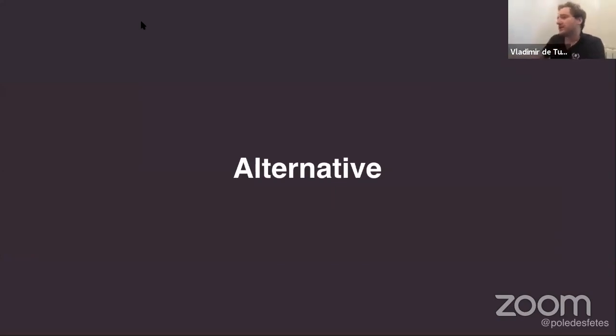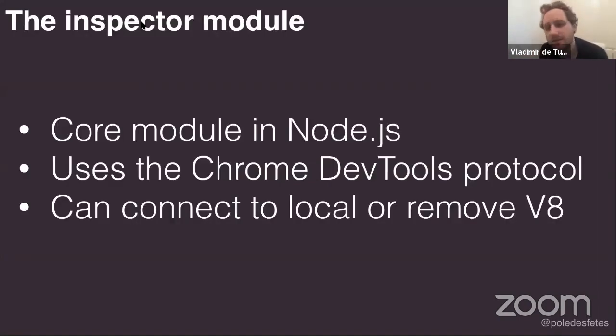So there is an alternative way to connect to a debug session. It's using the inspector module. The inspector module is available directly in Node.js, so you do require inspector and it will be available. And it's actually a client for the Chrome DevTools protocol.